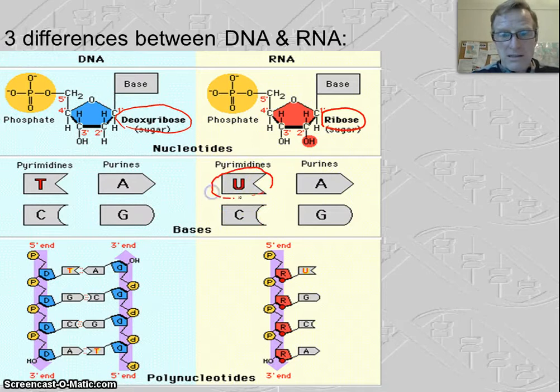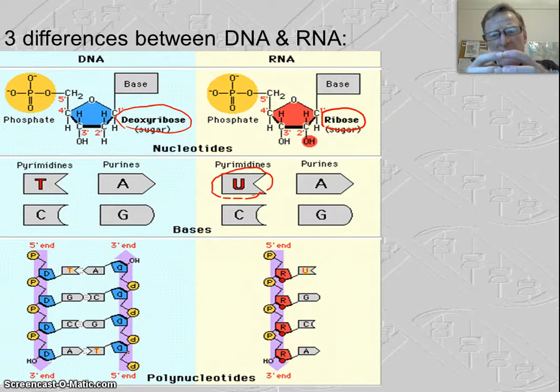Uracil replaces thymine. This is important when we get into protein synthesis and we transcribe DNA into RNA. We have to make sure we have a uracil in the RNA and not a thymine. And then the third structural difference between DNA and RNA is that DNA is double-stranded. All the bases are protected in that double helix. It's a nice, secure way to store genetic information.